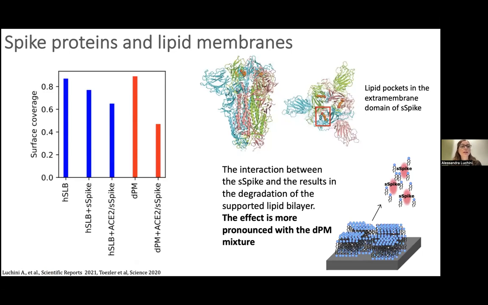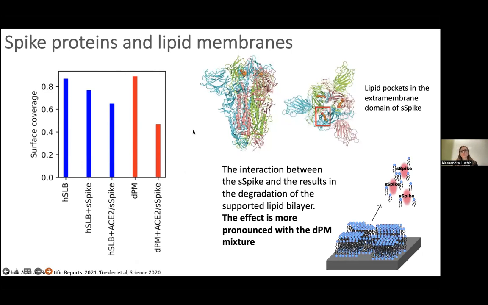And here you can see a little bit of a summary of the results that we obtained. So in blue, you have the surface coverage for the synthetic lipid system. And you can see that it systematically decreased when we added the spike protein. And here you have in red the one that we measured for the natural lipid mixture, where you can see that the decrease of the coverage is even larger when you have this kind of lipids.